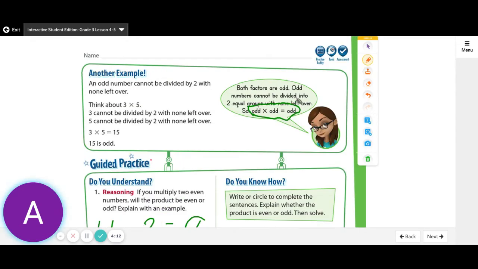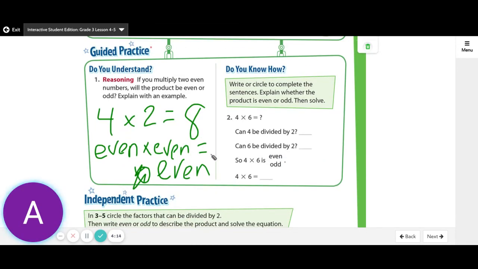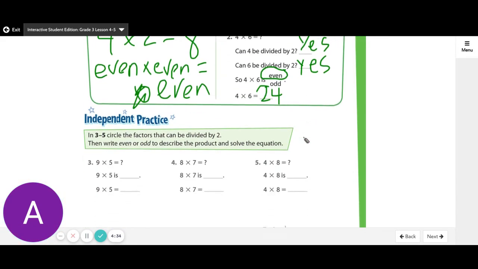So as a reminder, odd times odd equals odd, even times even equals even. So let's look at this example. 4 times 6. Can 4 be divided by 2? I know 4 divided by 2 is 2, so that can work. We can write yes. 6 divided by 2 gives us 3, so that would also be yes. So 4 times 6, if I have even times even, I know my product will be even. 4 times 6 is 24, which does give us an even.